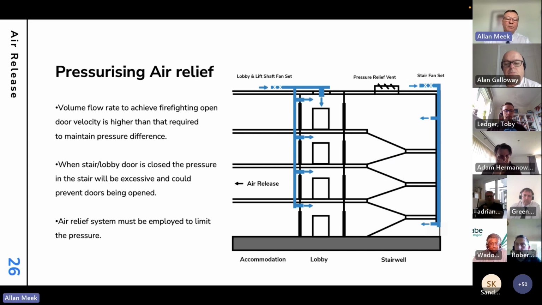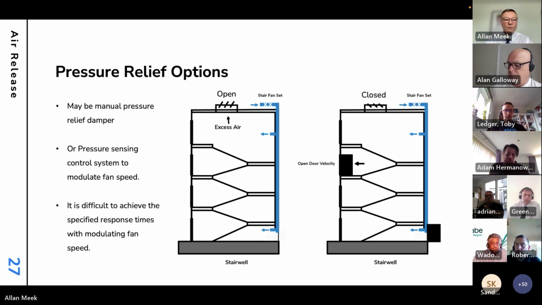And then the last part of the puzzle is the pressurization air relief, not to be confused with air release. This is because the volume flow rate to achieve the open door velocity is a lot more than to achieve the pressure. So we're blowing a lot more air in than we need, and it has to go somewhere. When the lobby doors are closed and we just need the pressure, then either we have to slow the fan down or we have to do something with the excess air that's being put in.